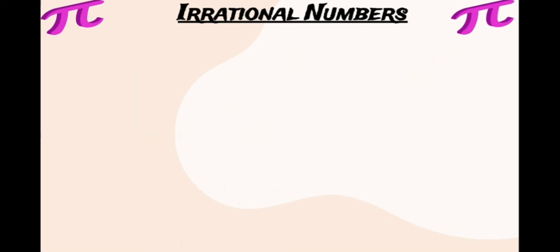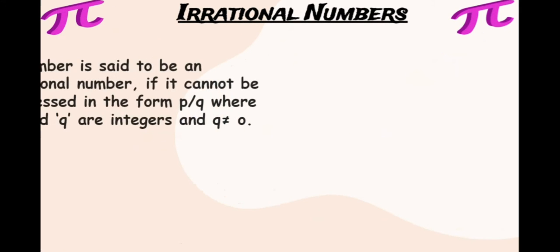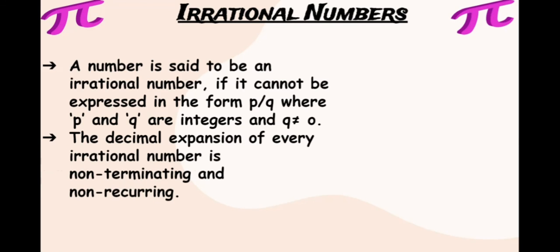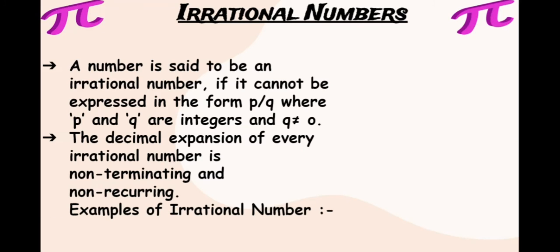What are irrational numbers? A number is said to be an irrational number if it cannot be expressed in the form p by q, where p and q are integers and q not equal to 0. The decimal expansion of every irrational number is non-terminating and non-recurring. Some examples of irrational numbers are root 2, root 3, root 5, 0.010010001 and pi, etc.